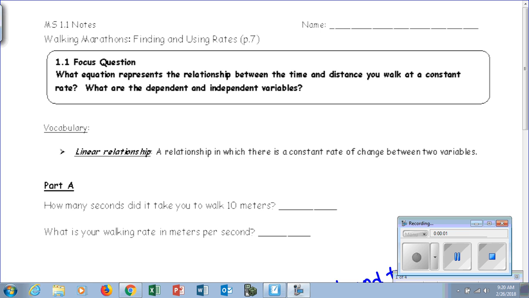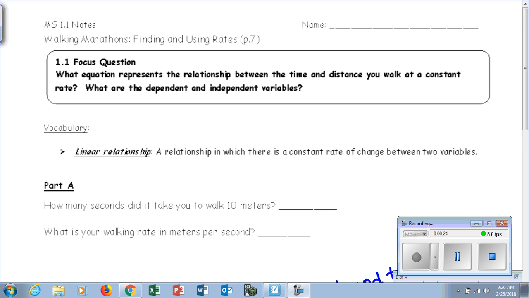Today we're starting a new book, moving straight ahead. So we're going to start with 1.1 notes today. Today we're focusing on a question that says, what equation represents the relationship between the time and distance you walk at a constant rate? What are the dependent and independent variables?